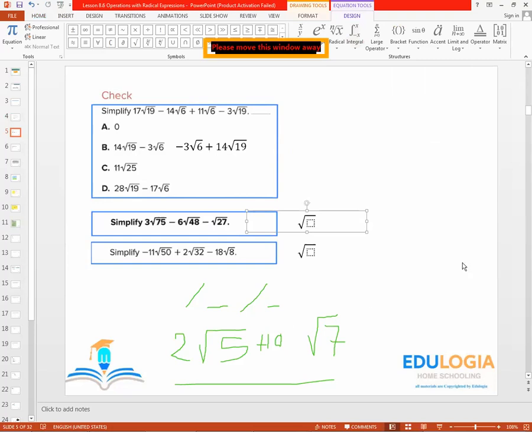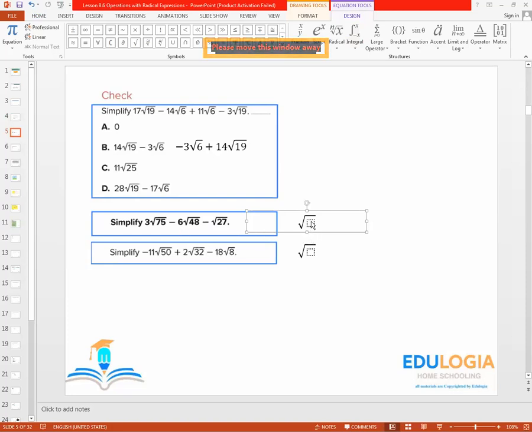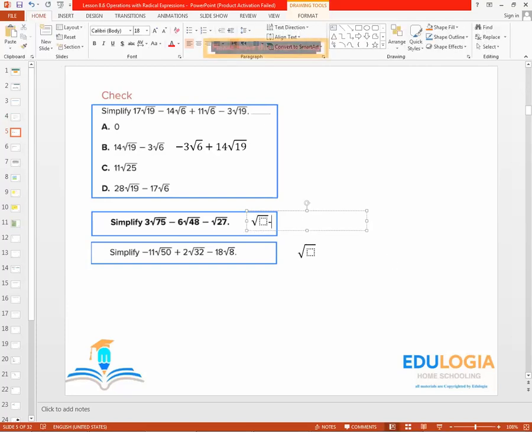Once again, new problem. Simplify 3 root 75 minus 6 root 48 minus root 27. We have here 3 roots. It's okay. I'd like to prepare my work like this, minus and minus again.